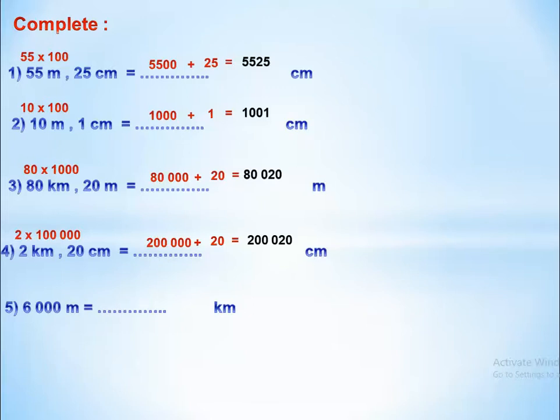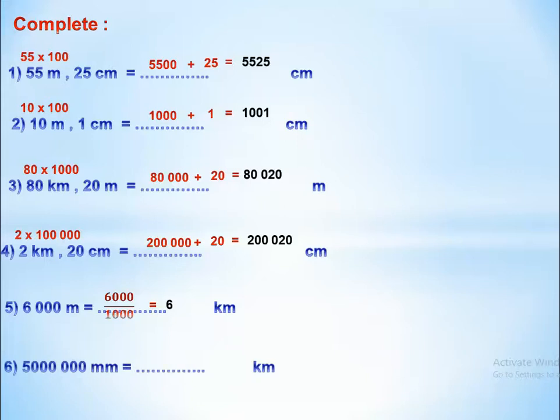6,000 meter equal how many kilometer? Here we are going to convert from smallest to biggest. To convert from smallest to biggest, we are going to divide. So from kilometer to meter, we have 1,000. So we are going to divide 6000 over 1000. We are going to cross the 3 zeros, so it will be 6 kilometer.